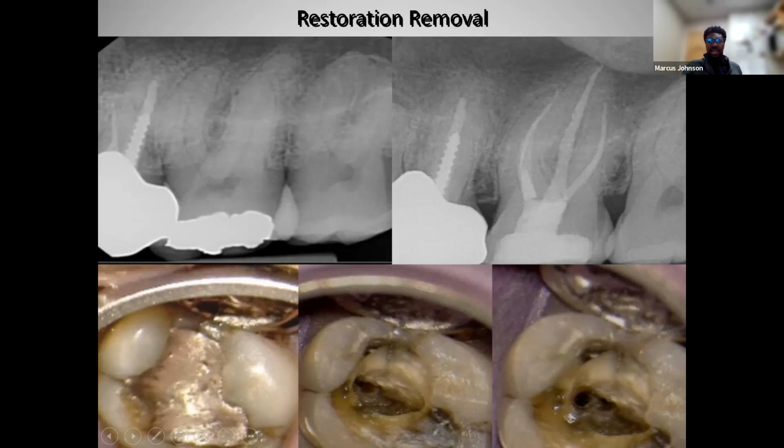Here's another case, old amalgam restoration. This was another case of SIP-SAP, cracked teeth. Like I said, I have seen so many cracked teeth throughout the pandemic. So we really want to give these teeth the best opportunity to be retained in the mouth, if that is so the patient's desire.